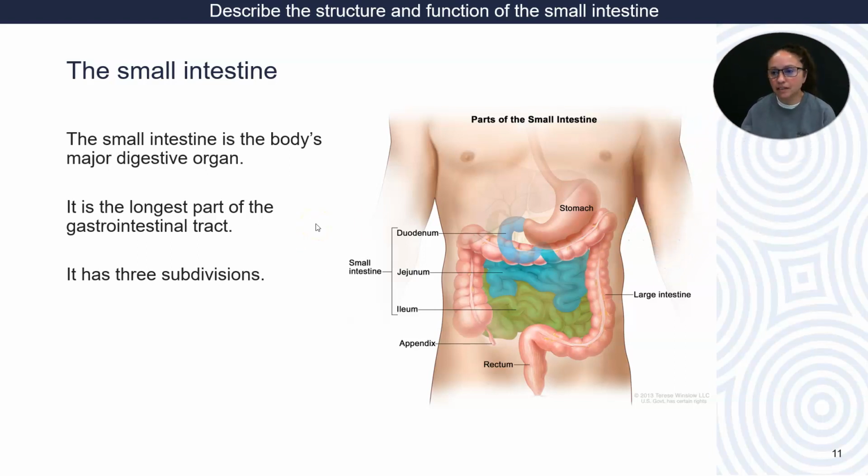Now, as you can see, the small intestine is the major organ of digestion. And it's also the longest part. You can see here that it has 3 divisions. So the duodenum, can you see there? How it connects to the stomach, and then you've got the jejunum, there we go, and then you've got the ileum, which then connects to the large intestine. So it has 3 parts.